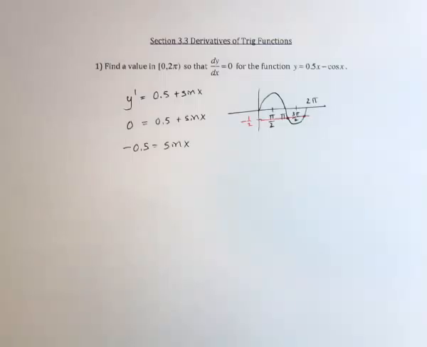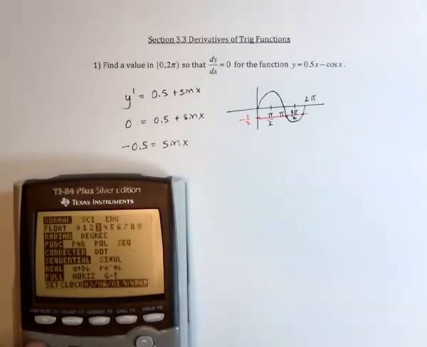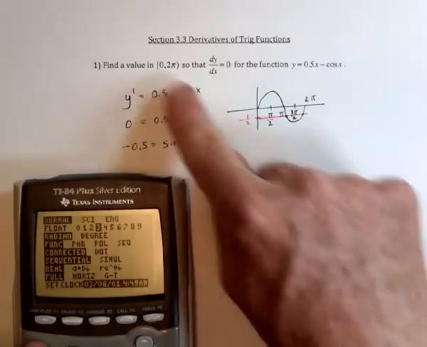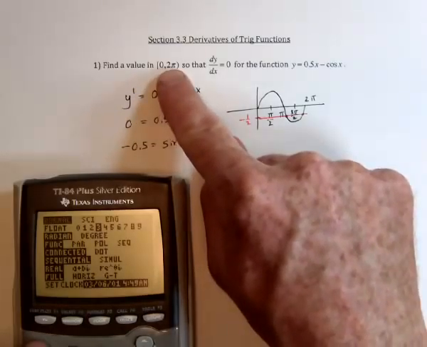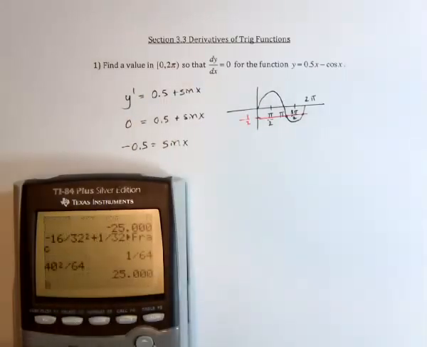And then if we use the calculator, we can use sine inverse. Make sure that the calculator is in radians mode, because that right there is saying use radians mode. So we've got sine inverse of negative 0.5.